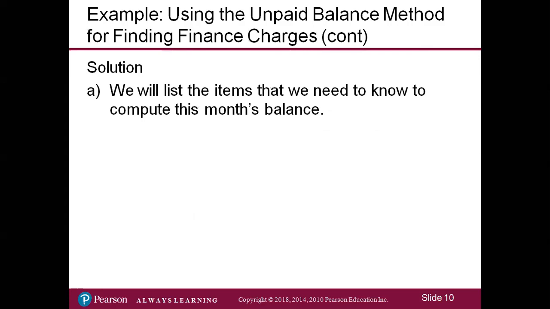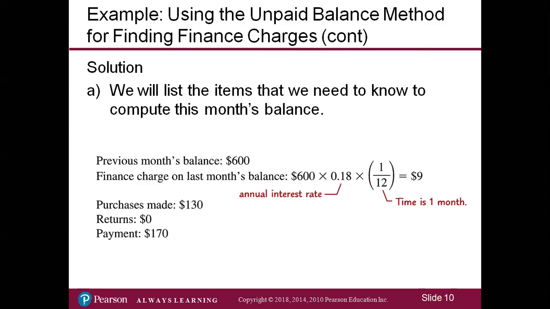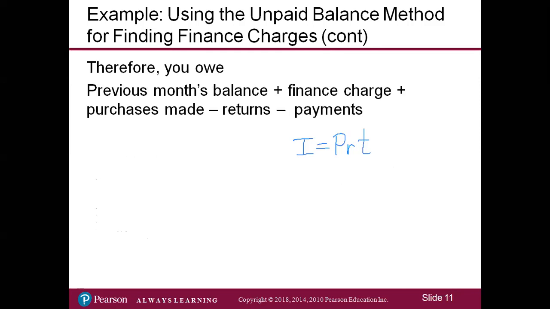Solution. We will list all the items that we need to know to compute this month's balance. Previous month's balance is $600. The finance charge on last month's balance is $600 times the interest rate of 18% times 1 over 12, which stands for 1 month, which is $9. The purchases that we made were $130. We made no returns and we made a payment of $170.